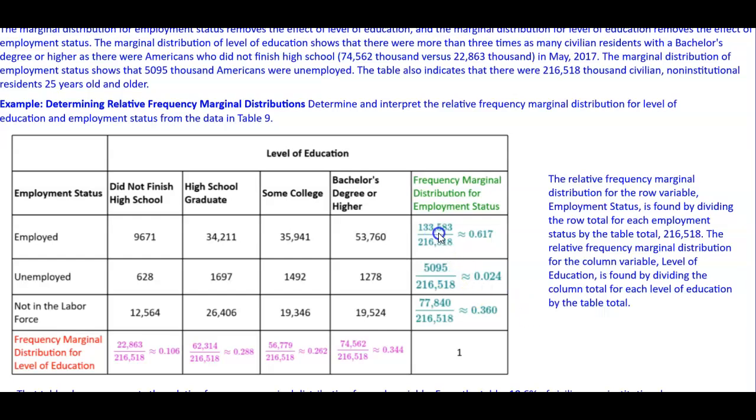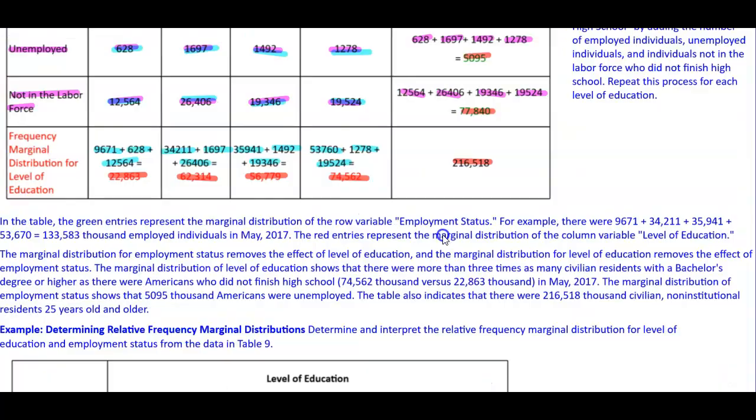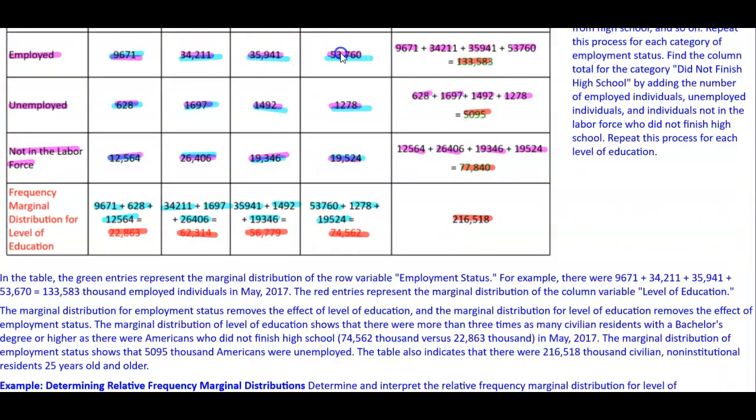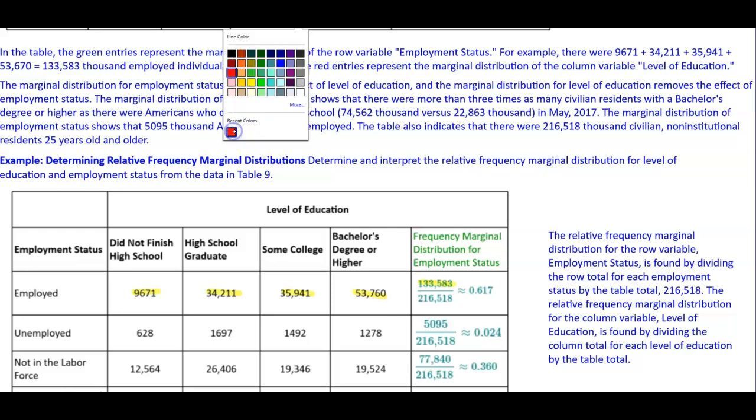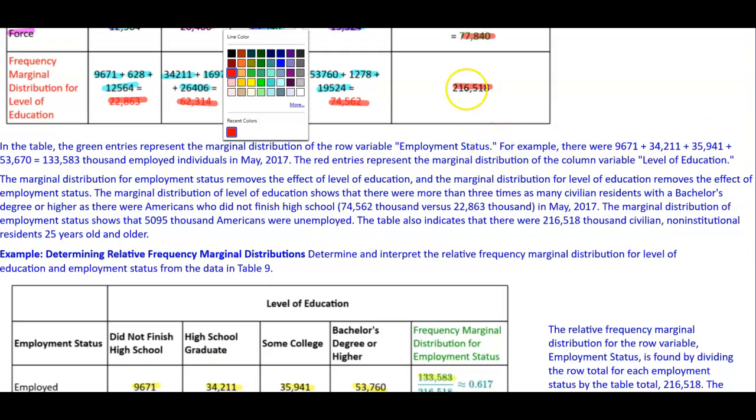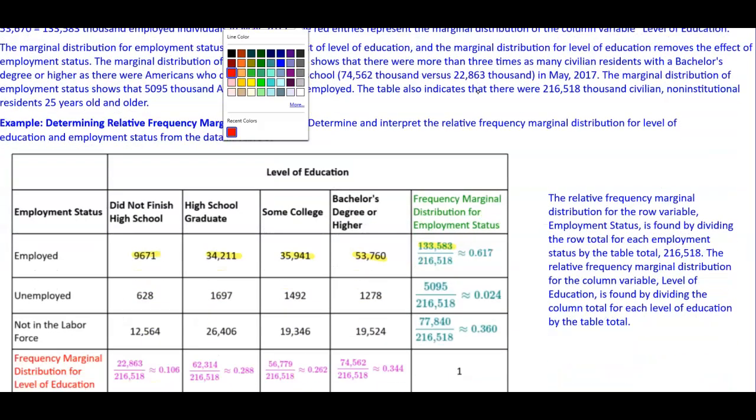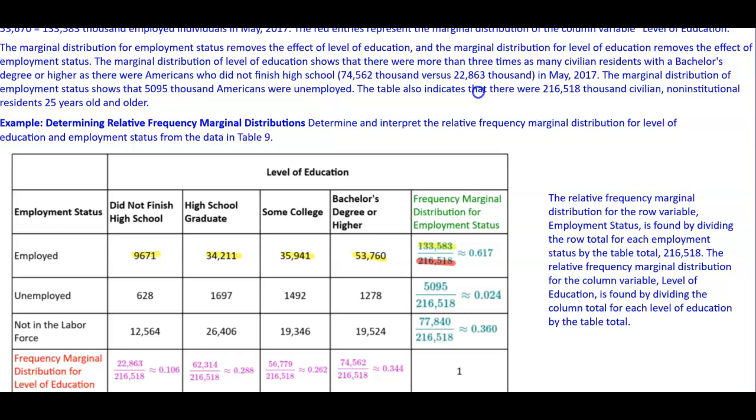So 133,583 was the total when we added up everything in that first row. So let's go ahead and look at that value. When we add up these values, this was the total, and then we divided it by the table total, which was 216,518. When we divided those two values, we get a relative frequency of 0.617.